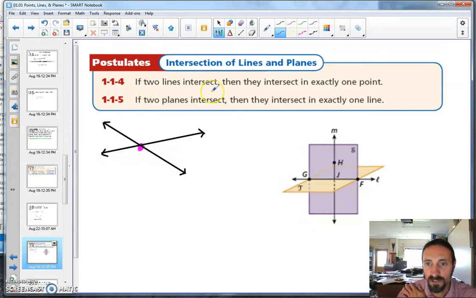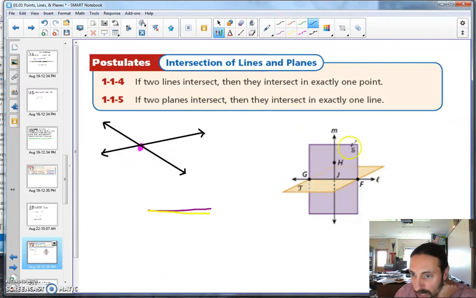If 2 lines intersect, then they intersect in exactly one point. If they intersect, it doesn't mean they're on top of one another. If here's a line, and then you make another one right on it, that means they're the same. No, what we're talking about is, if 2 lines that are not the same intersect, then they intersect in exactly one point. If 2 planes intersect, then they intersect in exactly one line.